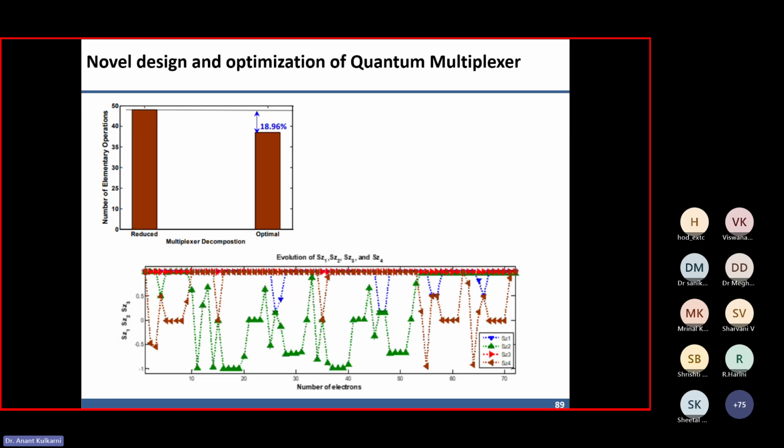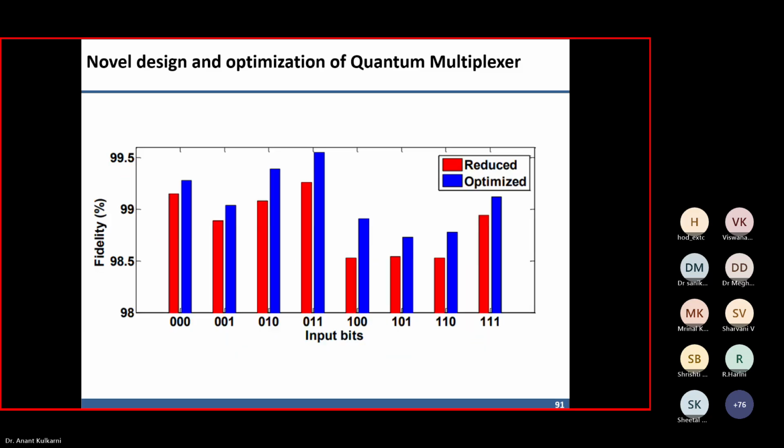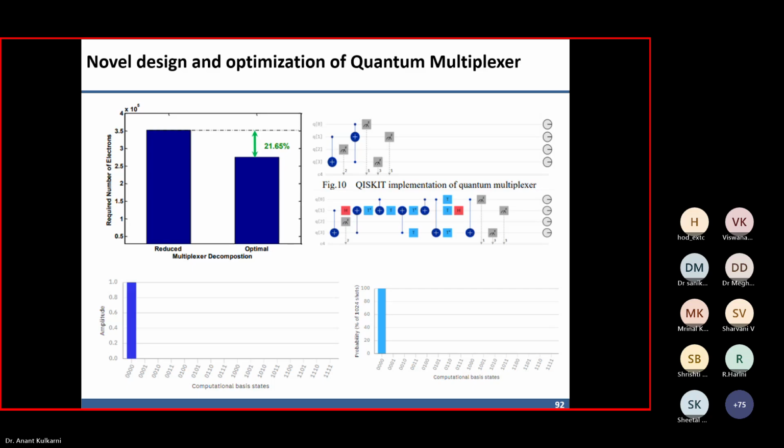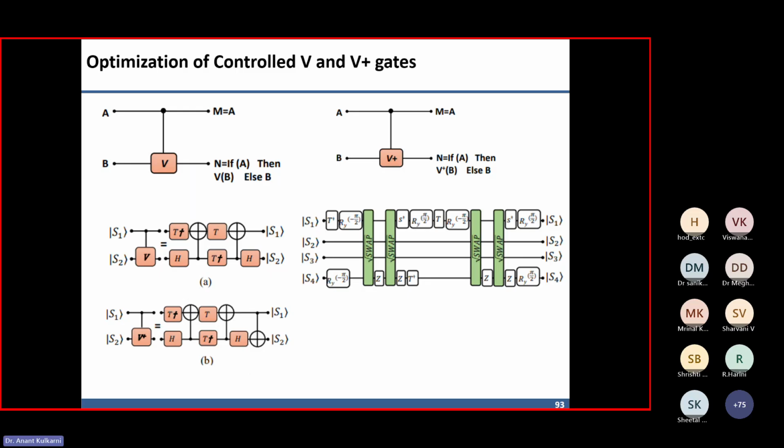The reduction in number of operations for the multiplexer decomposition is 18.96%. This is the fidelity percentage, which we have realized with the help of Qiskit also, and for the multiplexer decomposition it is 21.65%. Then one more work is the optimization of control V and V plus gate.